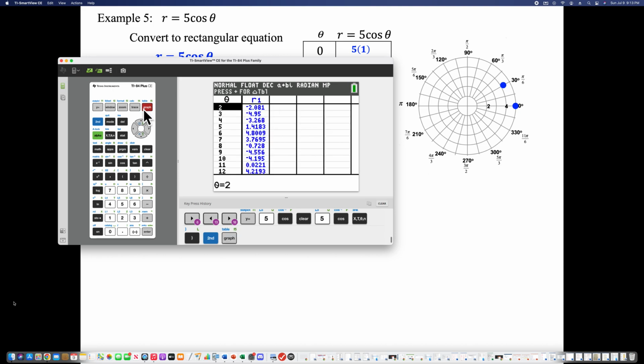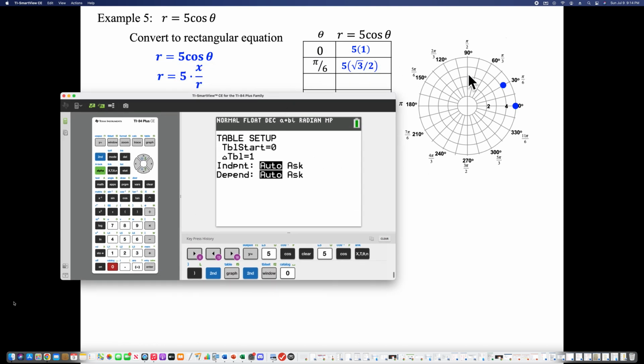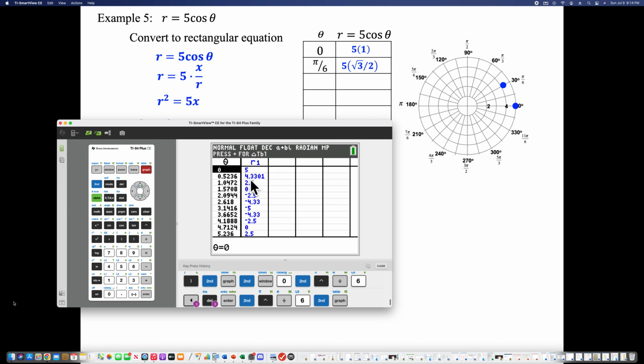Second table. All right, now what we want is our theta. We're going to change this, so we go second table set. We want to start at 0, and then we want to count by pi over 6. Second pi divided by 6. Whoops, I forgot to hit enter. Okay, enter. This is where I want my pi over 6. Second graph for your table. And so here are these values.